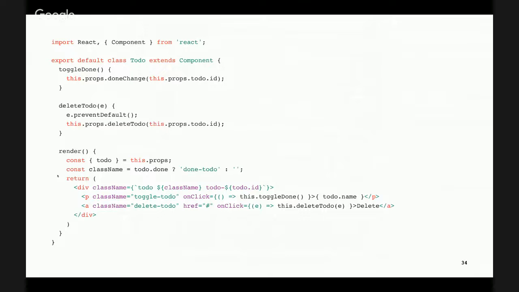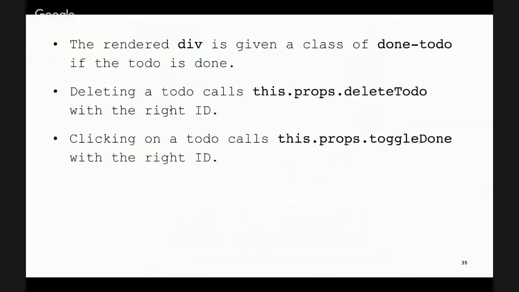Again, more to give you context than anything else, this is a rough version of the code. I've stripped a bit out to save some space, but this is the general idea. So we render the to-do, we give it this extra class of done-to-do if it's done, and that's what applies the strike-through styling. Then I have a link to toggle it, and we call toggle done, and I have a delete link as well. The toggle done function just calls the done change, passing in the ID of itself, and the delete to-do function does exactly the same, just passes through the ID.